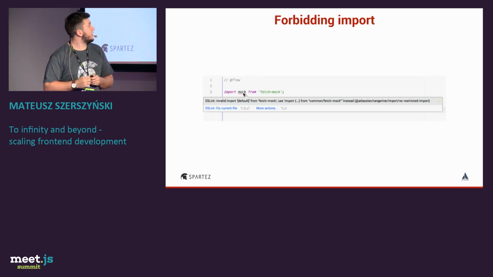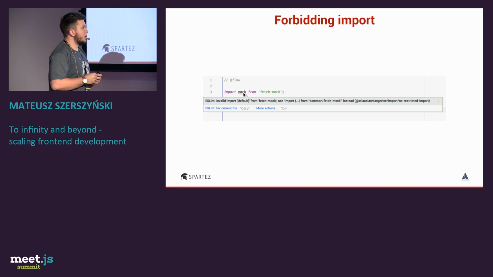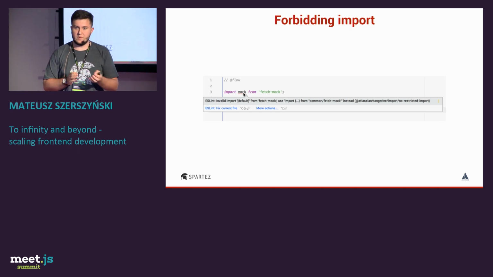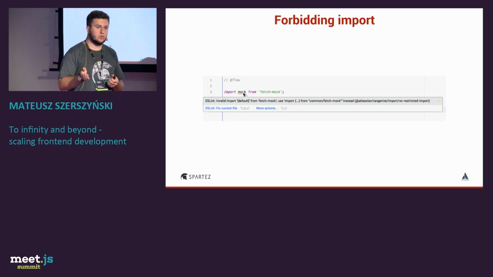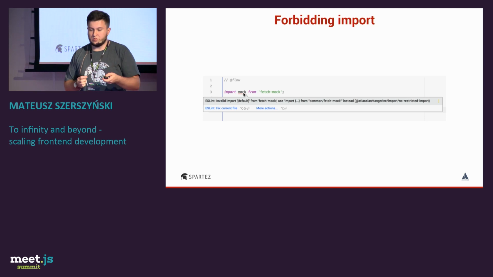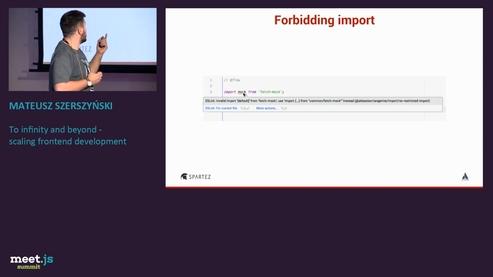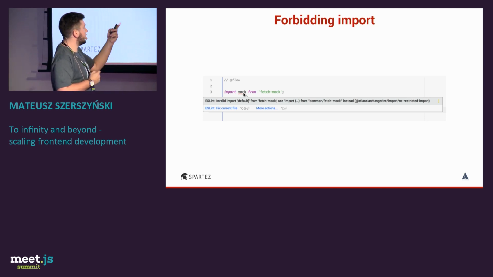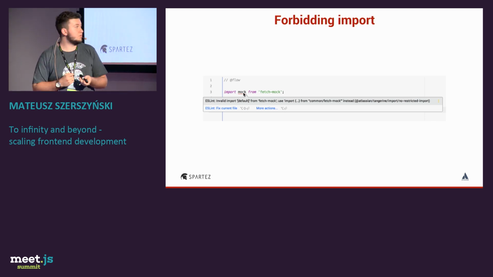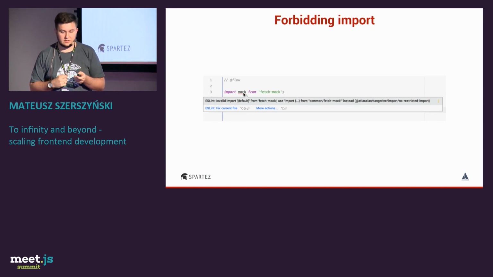So what's another thing that can be done? Let's imagine that you introduced a new library which solves the problems of many other people, and you want to forbid using the previous one. So no one would use the original fetch mock, but only the fetch mock created by us. It's quite easy. You just add this particular library to the list of libraries that are forbidden.